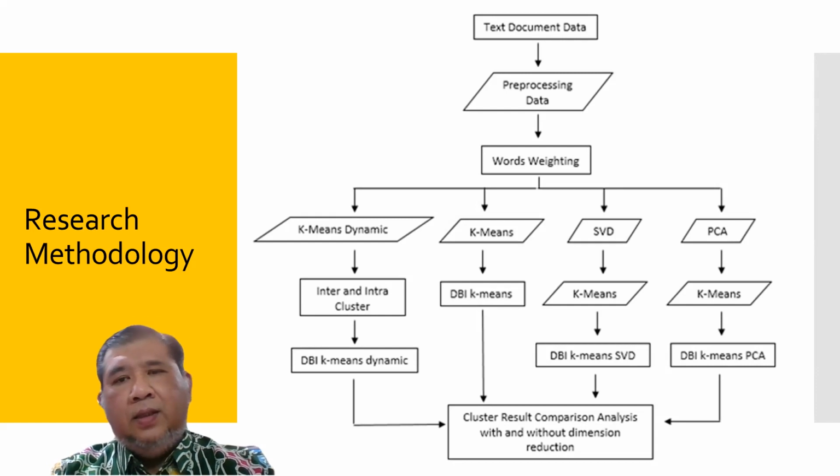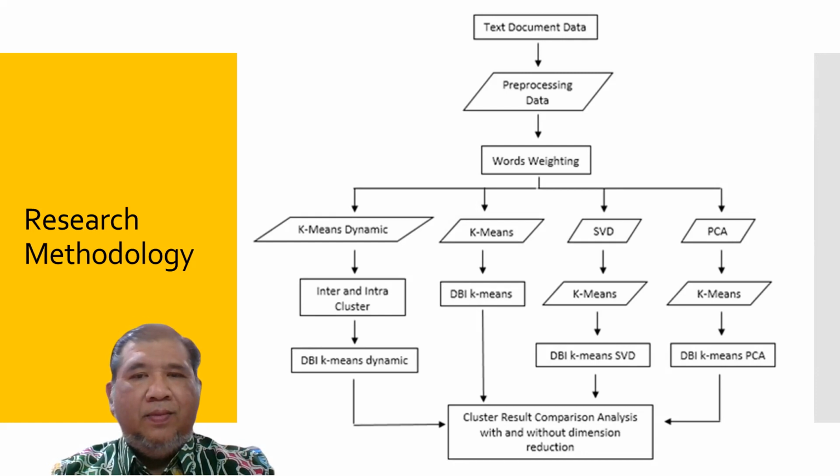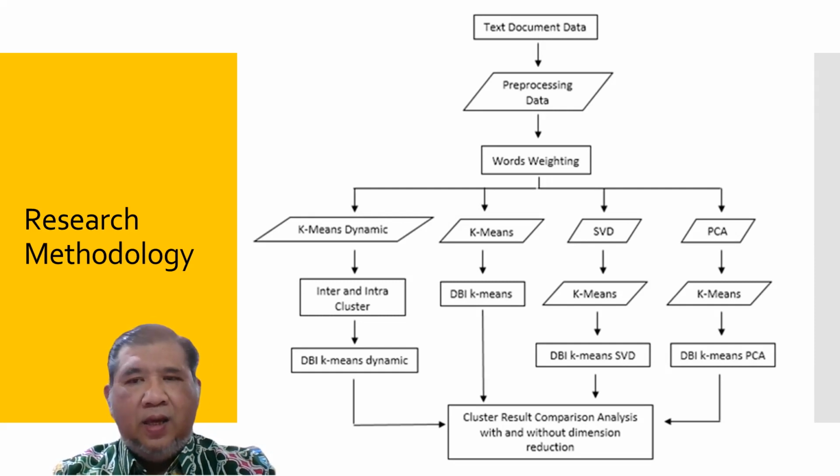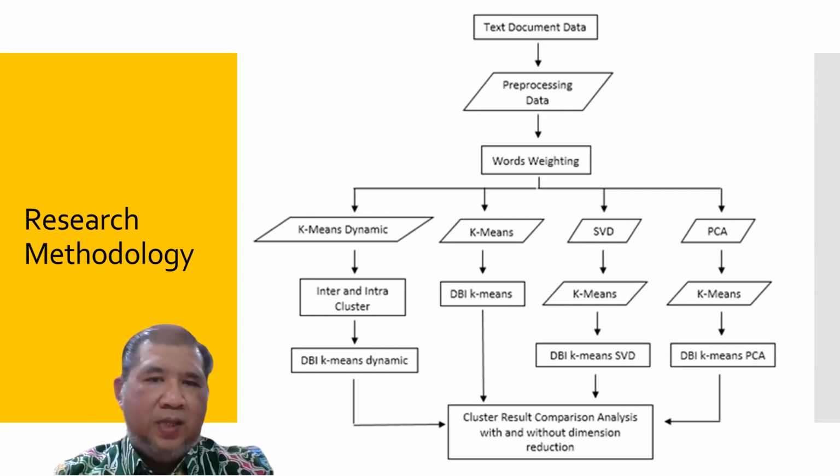There are three kinds of testing we have already done. The first one, we cluster using K-means only. The second one, before clustering, we reduce the dimension using SVD. And the third one, before clustering using K-means, we reduce the dimension using PCA.